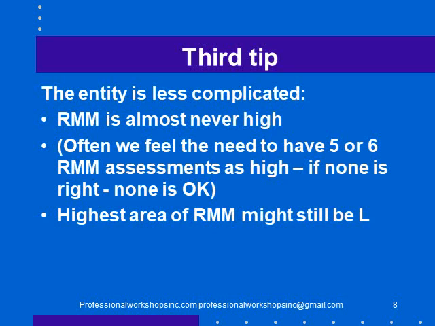Some people I see feel, well, I think I should have a couple of assertions with high risk of material misstatement, so I'm going to pick 5 or 6. I'm going to pick the 5 or 6 that are highest. Now, they're still low. They're on the high end of low, and everything else is on the low end of low. And if it's on the low end of low, you can probably do a low amount of work. But none is right. If none is right, none is what you should assess things at and have no areas of risk of material misstatement that are other than low. It's probably okay.